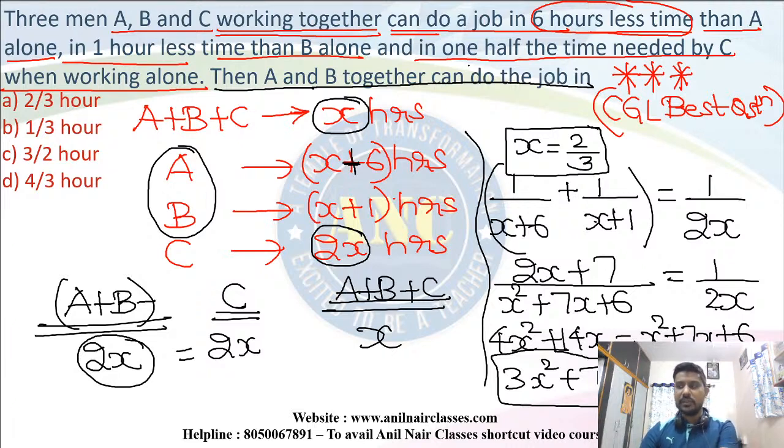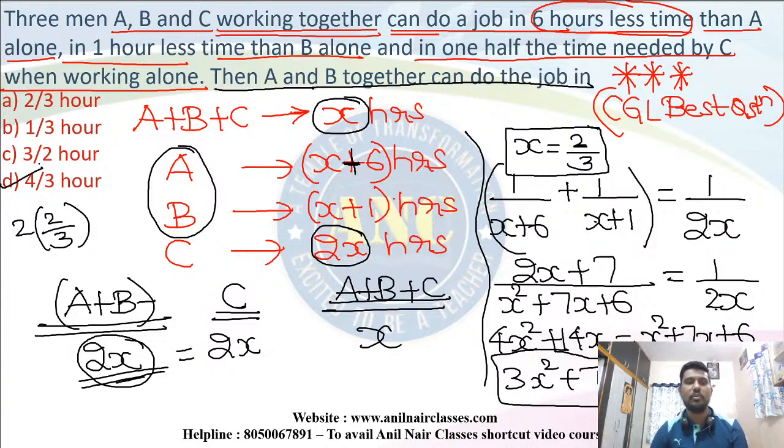Now, we know that if A and B are working together, they can finish the work in 2X days, and the X value is 2 by 3. So the final answer is 2 multiplied by X, which is 2 into 2 by 3, that is 4 by 3 days. Or rather, this question is not actually in days, this question is in hours. So 4 by 3 hours. I am repeatedly telling you, this is one of the best questions that you can get in the SSC CGL paper. Best question, I repeat.